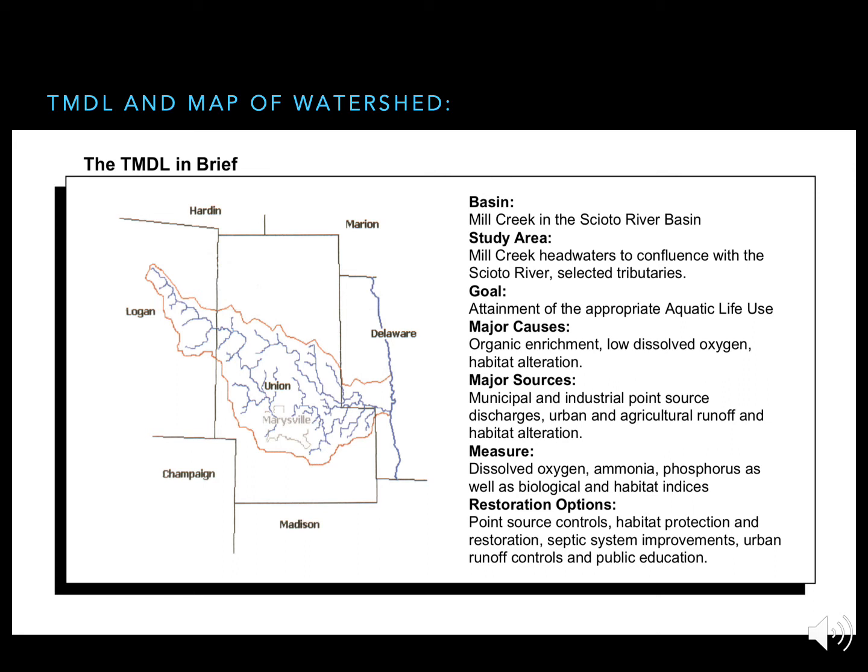Again, restoration options, so potential solutions. We can deal with point source controls, habitat protection and restoration, septic system improvements, urban runoff controls, and public education. Again, this is going to be super important because we have the agricultural areas, so the farmers and everyone else can learn and maybe cut back on the use of these insecticides and herbicides and pesticides. You have the chance to maybe create a natural buffering system or something to help reduce the amount of these chemicals getting into the water.